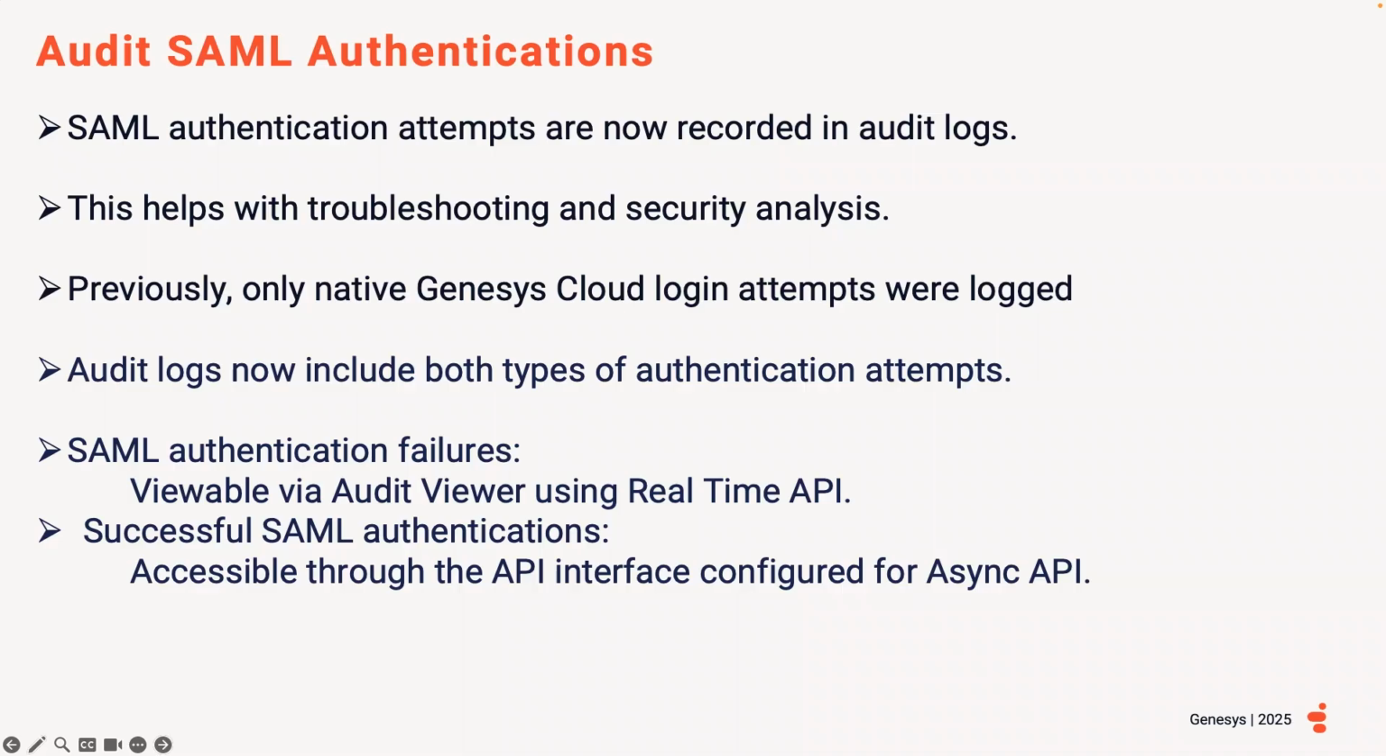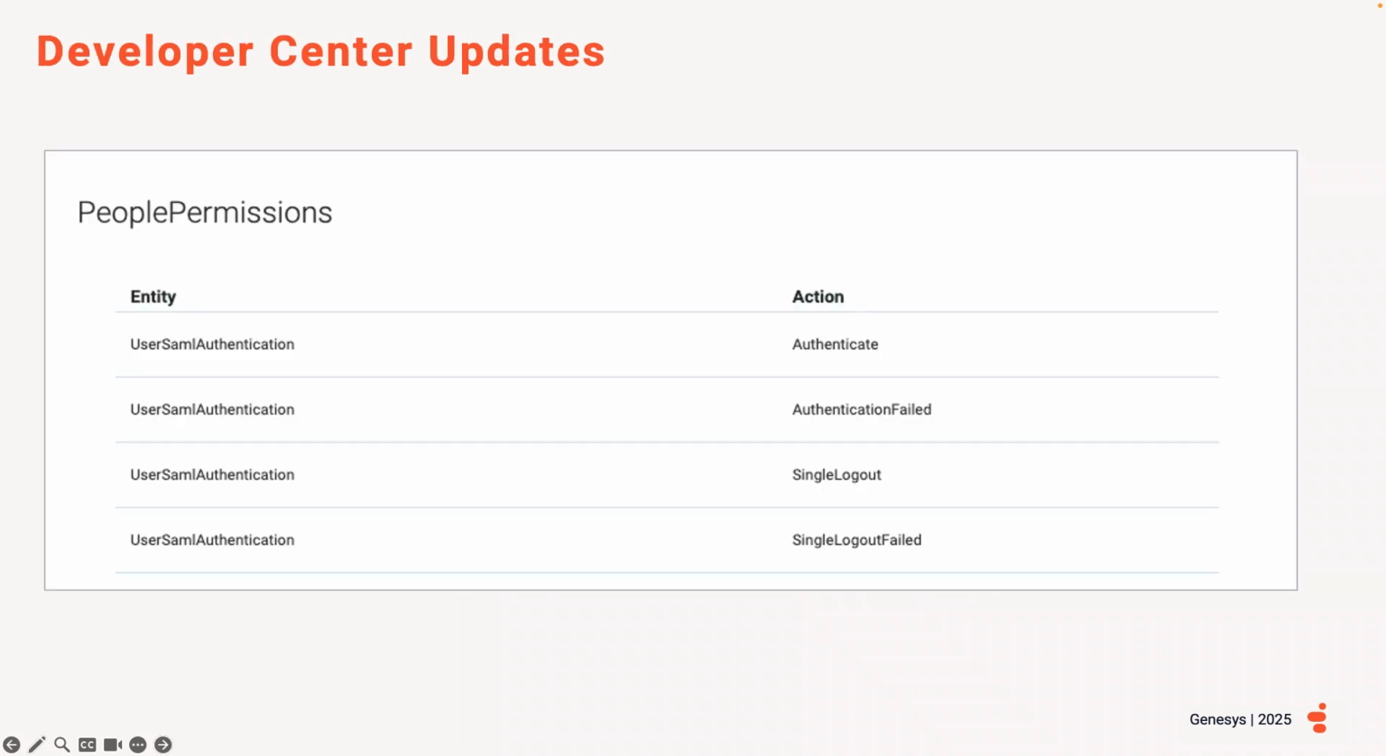As in the case of native authentications, SAML authentication failures can be viewed via Audit Viewer, which uses the real-time API, whereas successful SAML authentications can be viewed through the API interface, which is configured for Async API. The action catalog in the Developer Center has been updated to include the associated entity and action details.